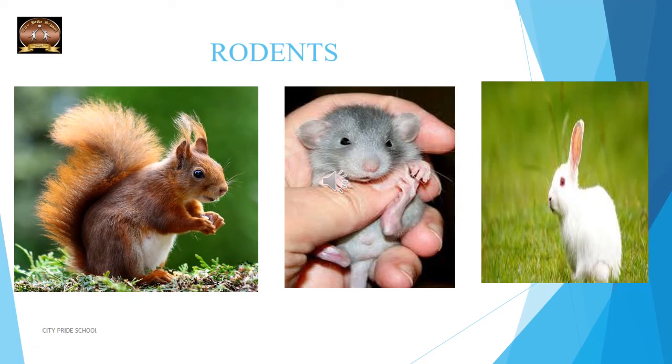This slide depicts images of cute animals. The first one is of a squirrel, the second is a rat, a baby rat, and the third one is a rabbit. So the striking feature in the case of these animals is their long, sharp front teeth, that is the incisors, and they are classified under the group of rodents.